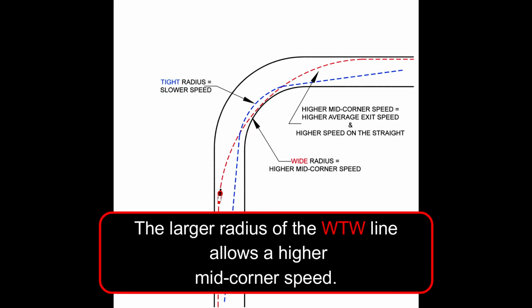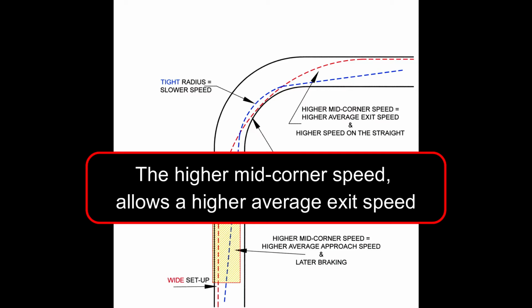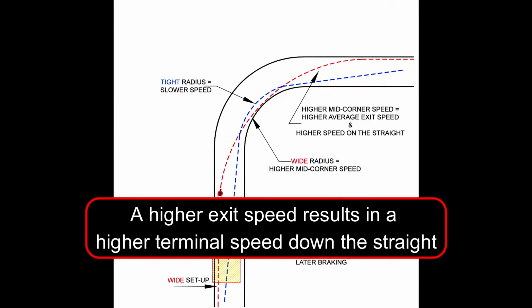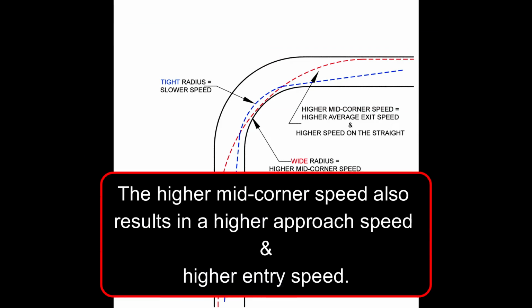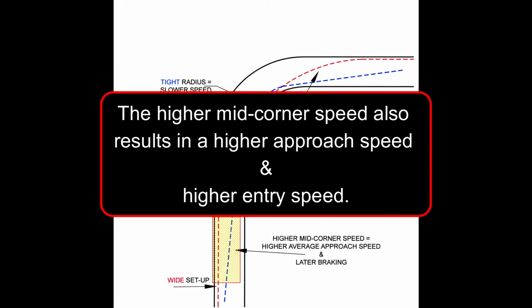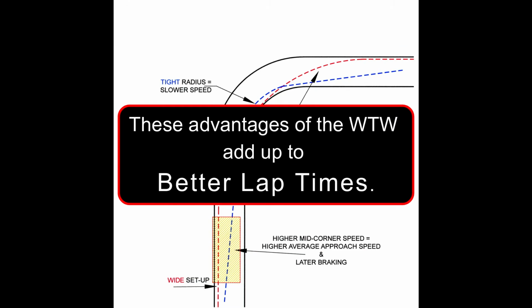The larger radius of the wide, tight, wide line allows a higher mid-corner speed. The higher mid-corner speed allows a higher average exit speed. This higher exit speed results in a higher terminal speed down the straightaway. The higher mid-corner speed also results in a higher approach speed and a higher entry speed, as you can see here. The higher approach speed allows later braking. These advantages of the wide, tight, wide line add up to better lap times.